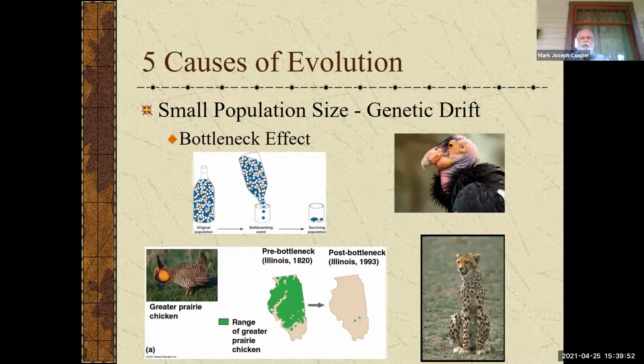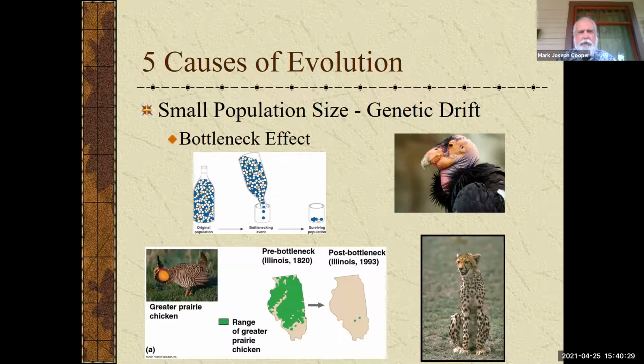Okay, bottleneck effect. The greater prairie chicken example is the one used in the book, and there was a major die-off of the prairie chicken. This is a grassland species. Some of that has been pulled up because of farming practices, and then there was a drought and some other issues. So they went through a huge bottleneck, and we have really just 2 populations left of the greater prairie chicken, which is becoming an endangered species. So they have certain traits and weaknesses now because of this bottleneck.